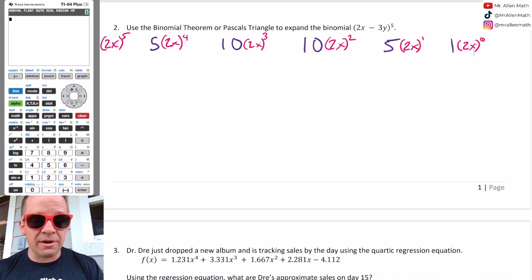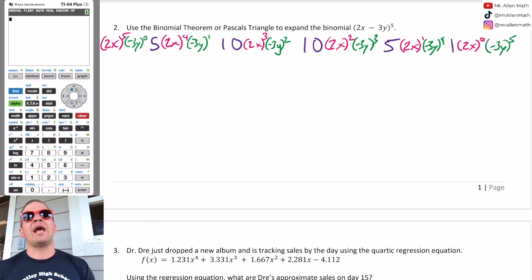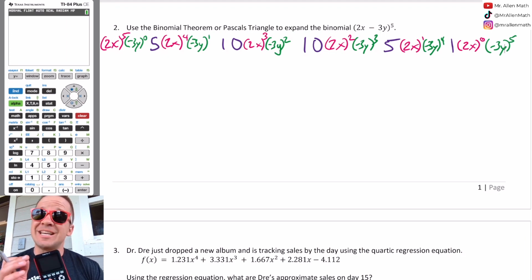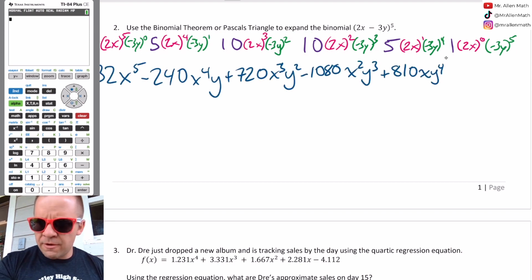Make sure to keep that negative with it. And again, we start with a 0 power, so negative 3y to the 0, then to the first, second, third, fourth, and fifth as we work our way up. All right, now I'd plug all these numbers, just the numbers, into your calculator first, and then deal with your exponents on your variables. And for our last one, we have negative 243y to the 5th power.